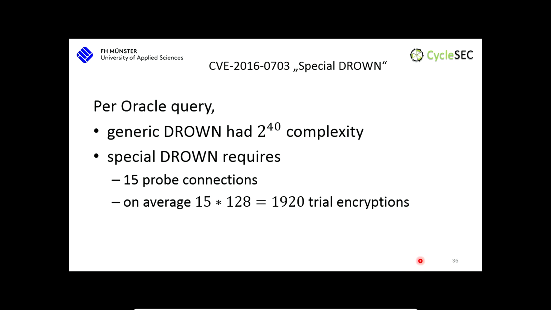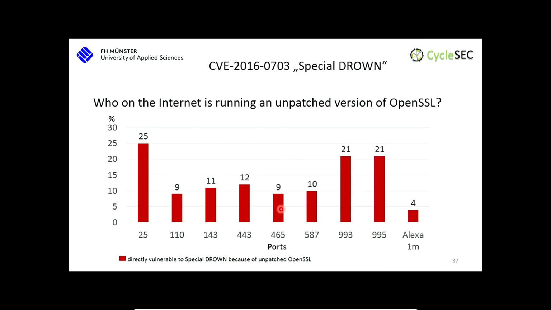So we dubbed this special DROWN because it's a special version of this attack. The generic DROWN still has 2 to the 40 complexity per Oracle request, and we need something like 1,000 Oracle requests. That's pretty substantial. But this 2 to the 40 in the case of special DROWN goes down to 15 probe connections and altogether approximately less than 2,000 trial encryptions. So the full attack can be done within a few minutes on just a normal Linux laptop, right? Which is very, very critical.